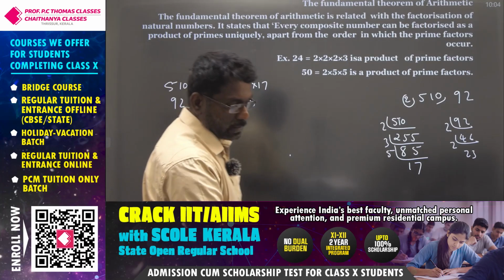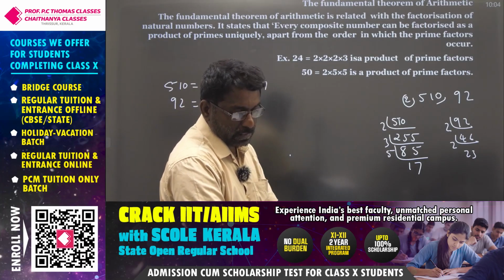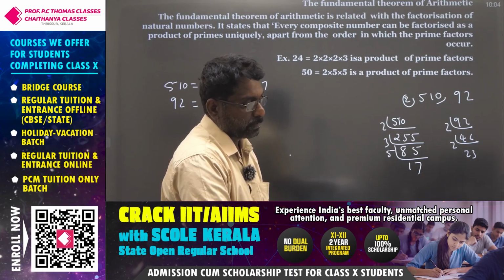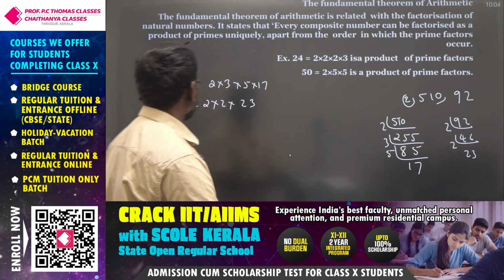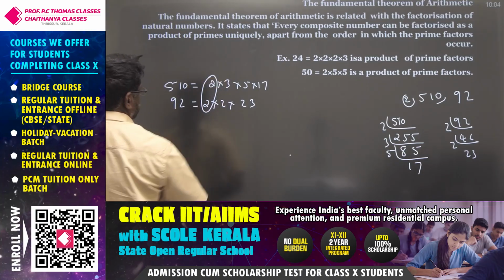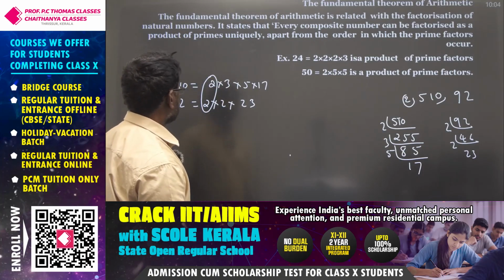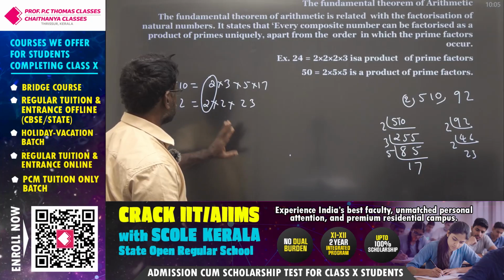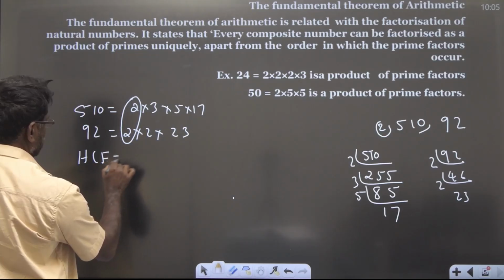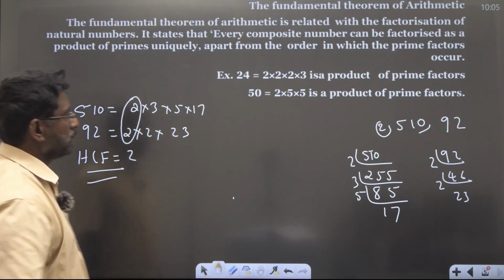What is the HCF? The highest common factor. Apart from 2, no other common factors are here. So HCF is equal to 2.